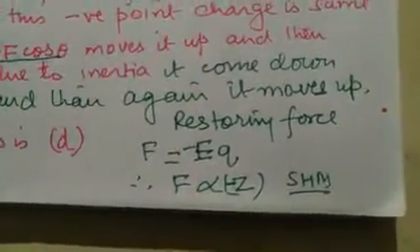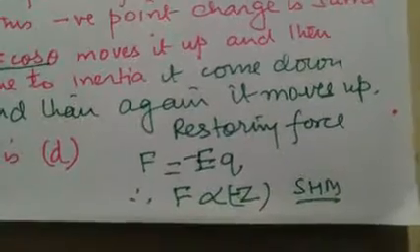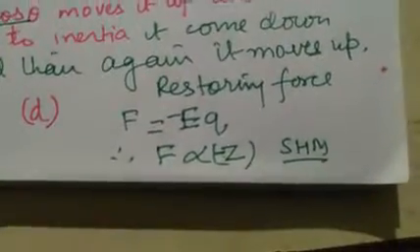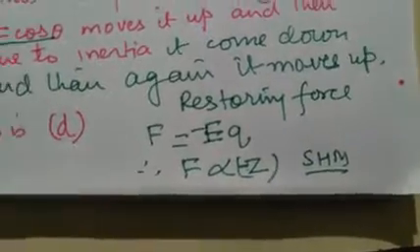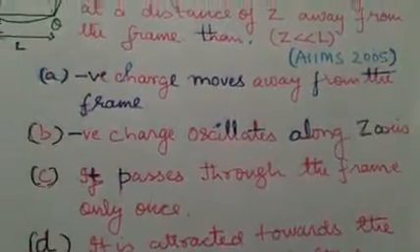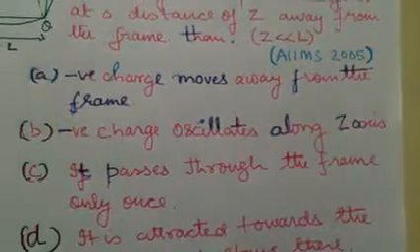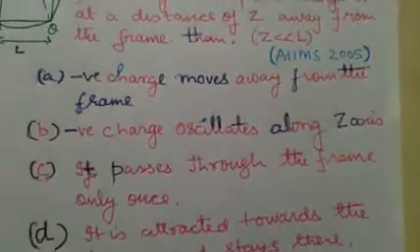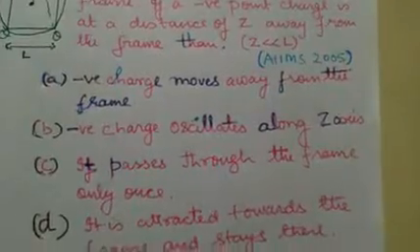The restoring force F is equal to minus EQ, and we know that F is directly proportional to minus z, which is nothing but an SHM. So answer is D here. Answer is B, sorry. And the negative charge oscillates along the z-axis. Okay, it's not D, it's B. So can I correct it? The negative charge oscillates along the z-axis.